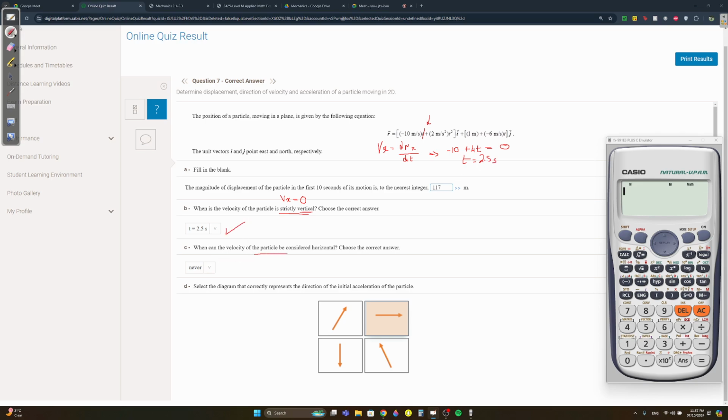When can the velocity of the particle be considered horizontal? Horizontal, it means Vy is equal to 0. Let's find what's Vy.